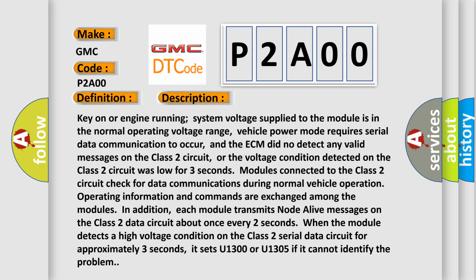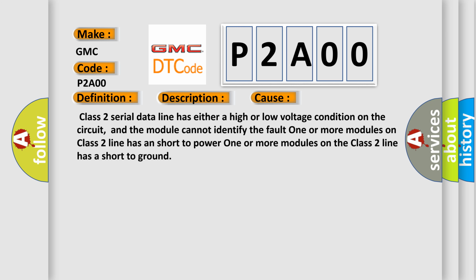This diagnostic error occurs most often in these cases. Class 2 serial data line has either a high or low voltage condition on the circuit, and the module cannot identify the fault. One or more modules on the Class 2 line has a short to power. One or more modules on the Class 2 line has a short to ground.